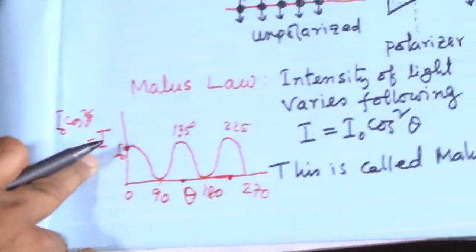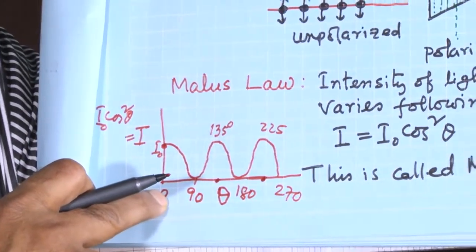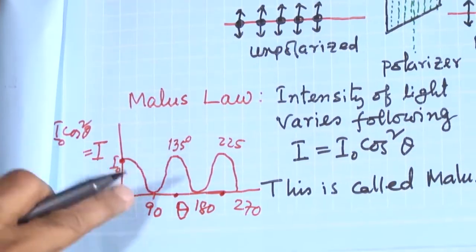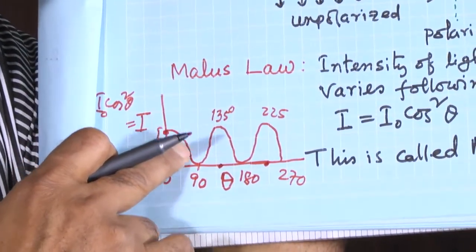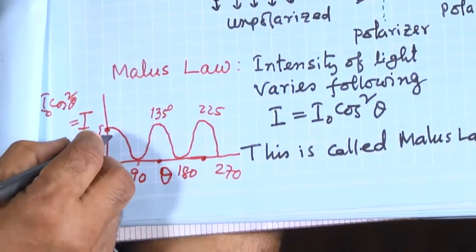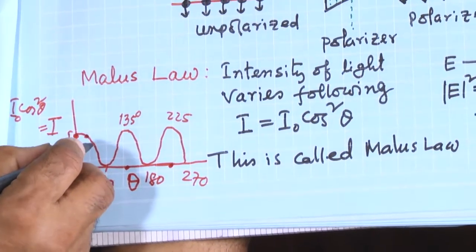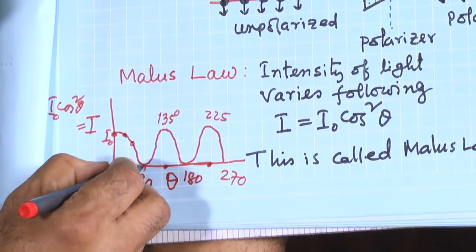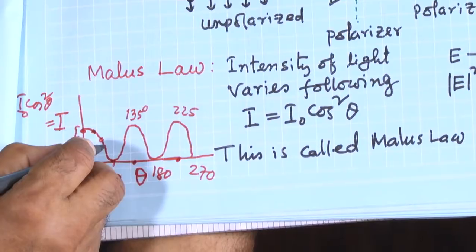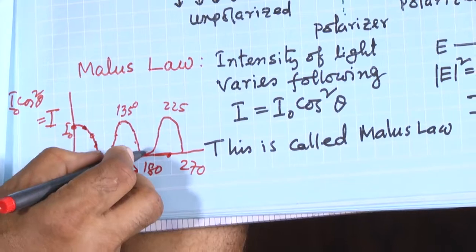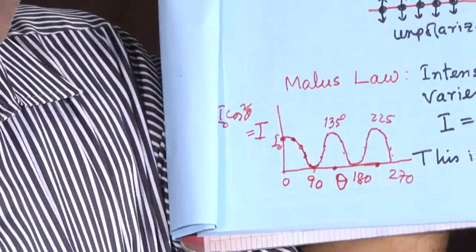So I should get maximum light at 0 degree, parallel to the optics axis, and at 90 degree it should be 0. In this experiment, we will change the angle by 10 degree or 20 degree. Then you will get these points, and if you plot them, you should get this type of curve. So, let us do the experiment.